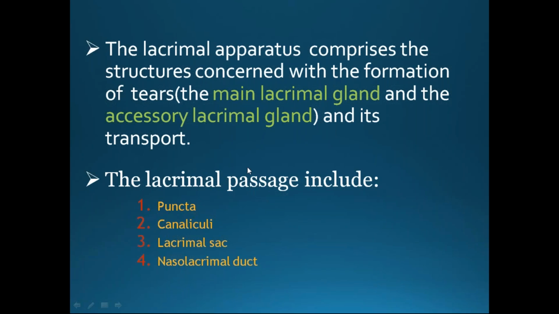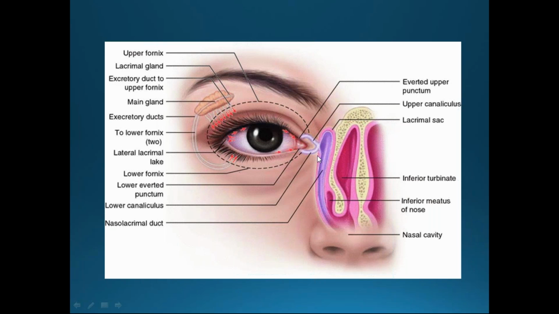The lacrimal passage, the pathway of drainage of the lacrimal fluid, includes the puncta through the canaliculi. From the canaliculi, the common canaliculus, from there it drains into the lacrimal sac. From there to the nasolacrimal duct. This is the lacrimal passage: puncta, two canaliculi, superior canaliculus and inferior canaliculus, lacrimal sac, and the nasolacrimal duct. So this is the lacrimal apparatus.